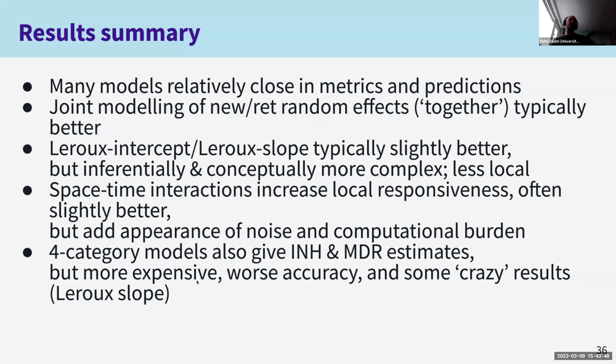So I'm not going to go through every model one by one, but the takeaways from that process were these. Often joint modeling of different patient groups was better, but it was pretty small as an effect. The Leroux slope, Leroux intercept models were typically slightly better. The space-time model, as I already showed you some of the pros and cons, and in my view, mainly cons, earlier.